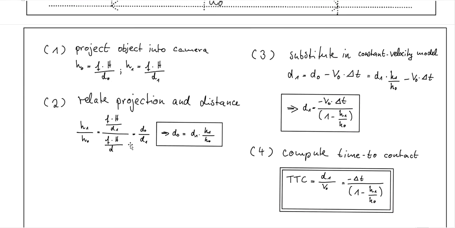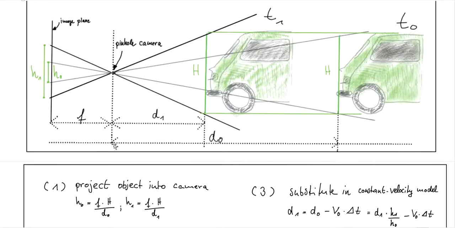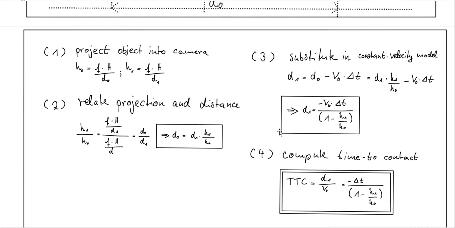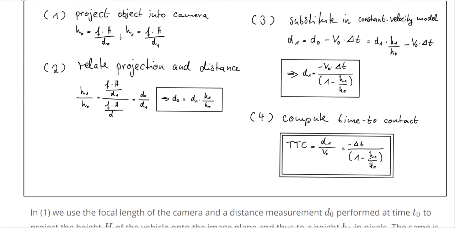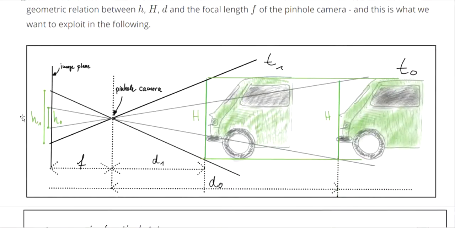You can plug into the formula that relates projection and distance: S1, S0, D1, D0. D1 and D0 are the same as in the last scenario, but right here we don't use D1 and D0, we use S1 and S0 to calculate the time to collision. You apply the same formula for the constant velocity model and calculate the time to collision right here. Now you can see that the time to collision relies on the ratio between S1 and S0, the heights on the image plane.